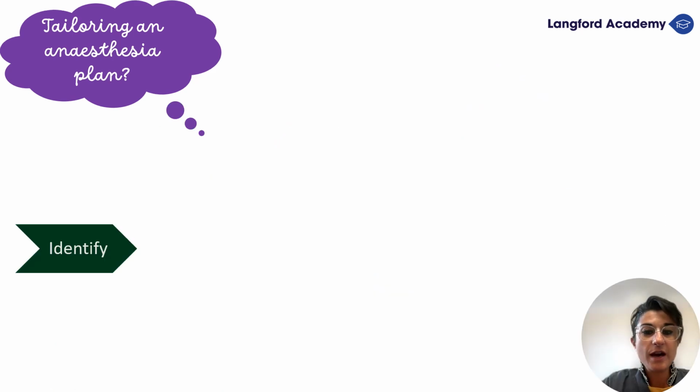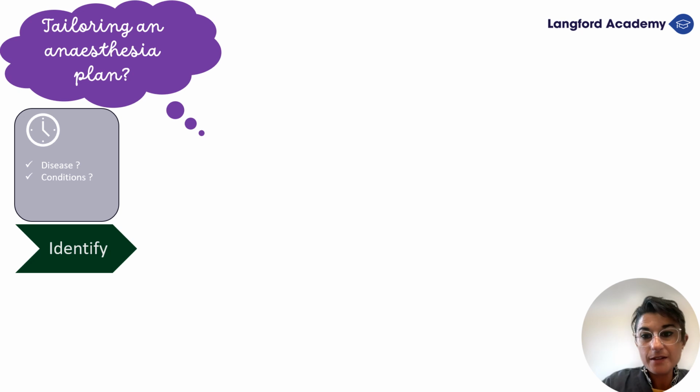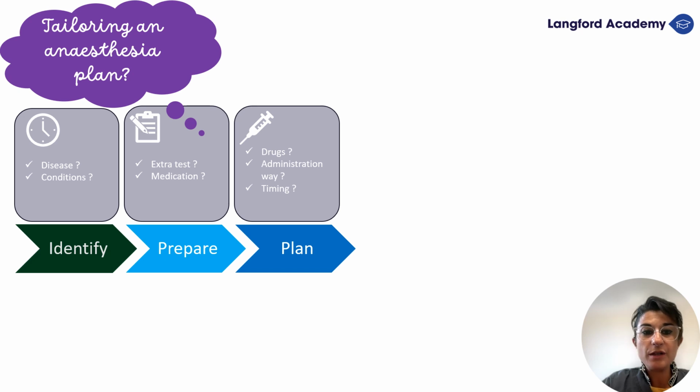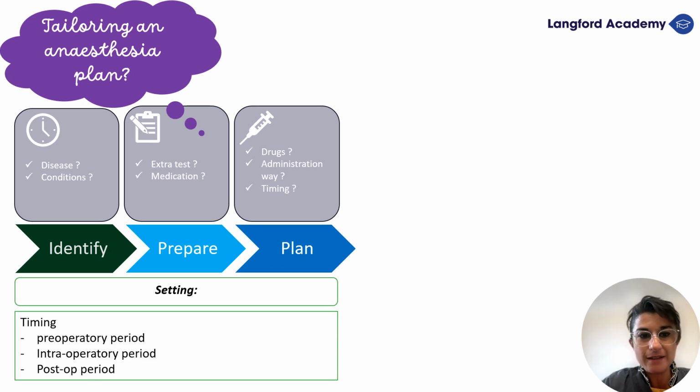That means that you have to identify prior to the GA if the patient has some comorbidity, because if he's got disease, maybe we need to prepare extra tests or medication in order to plan which drugs to give, how we administer them, and also the timing of administration. So that's about setting. And the setting is different according to the timing that you're thinking of: the setting for the preoperative, intraoperative and postoperative periods would be different.